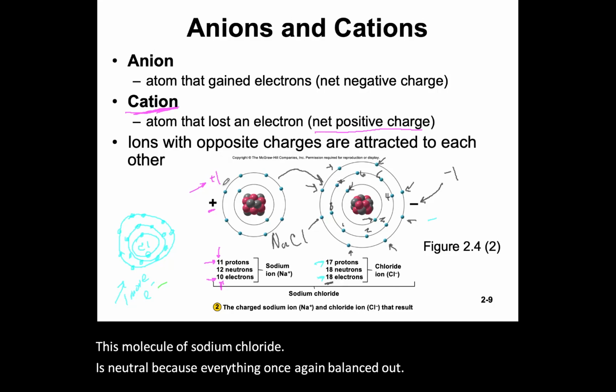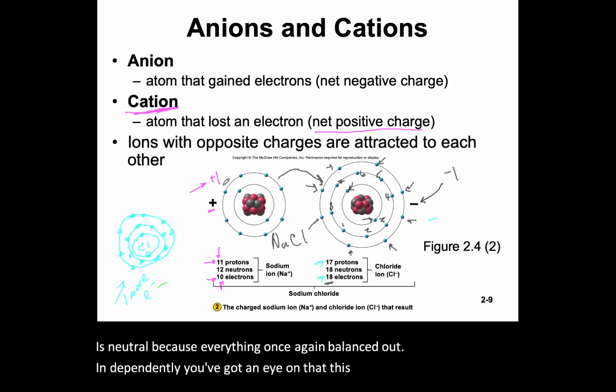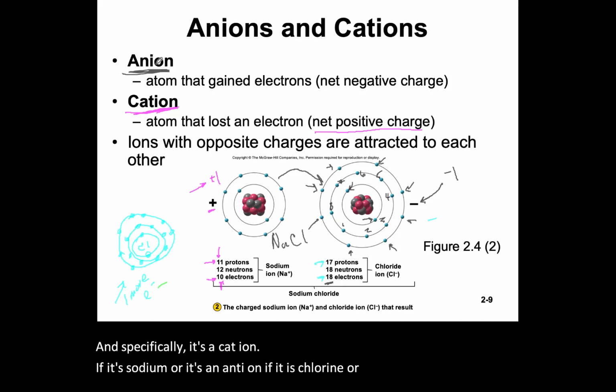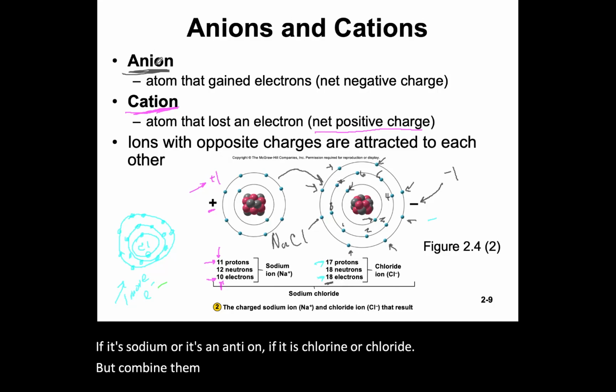Independently, you've got an ion. This is an ion. Right? Specifically, it's a cation if it's sodium, or it's an anion if it is chlorine or chloride. But combine them together and you've got neutrality. Plus 1 minus 1 cancels each other out.